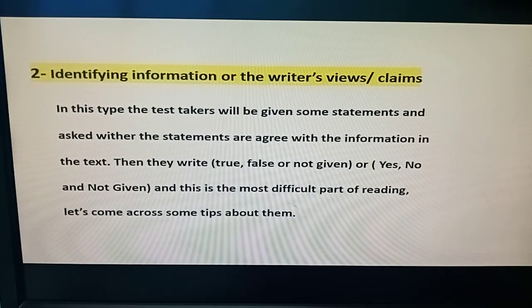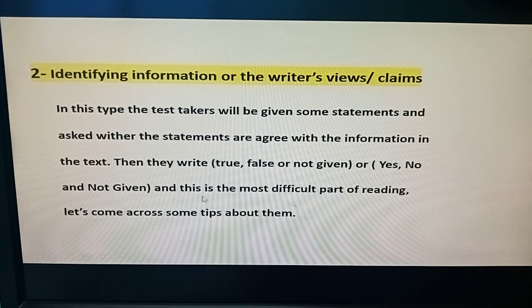The second type is identifying information or the writer's view or claims. In this type, the test takers will be given some statements and asked whether the statements agree with the information in the text. So then they write true, false, or not given. Or instead of true or false, you can find yes, no, and then not given. So they are the same, true, false, or yes or no.